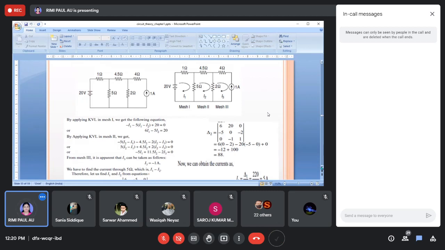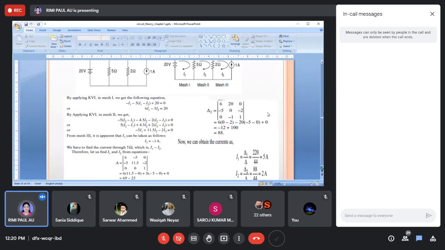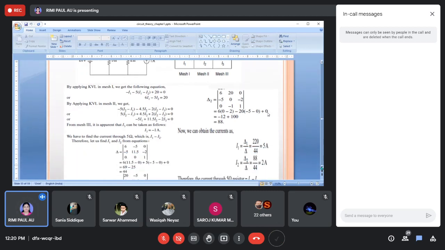Next, you have to solve the problem. If you don't know how to solve it, you can apply Cramer's rule, taking the equations in matrix form. Cramer's rule you have to learn from your book, and you have to solve the problem and find out I1, I2 and I3.